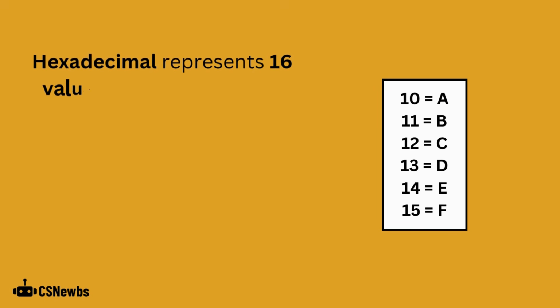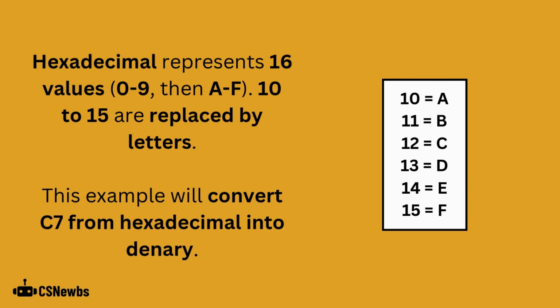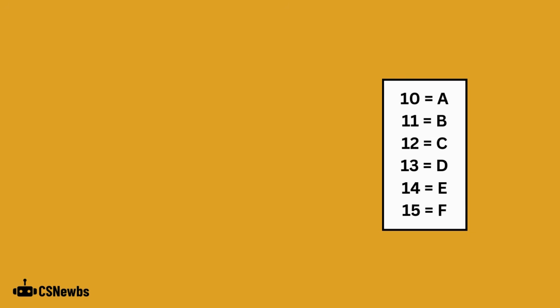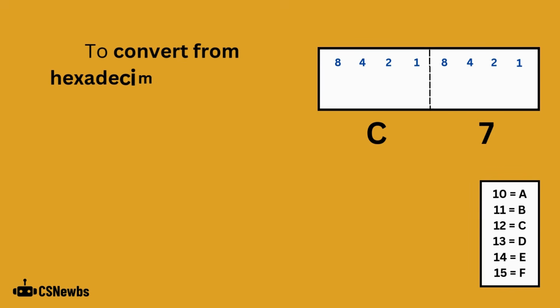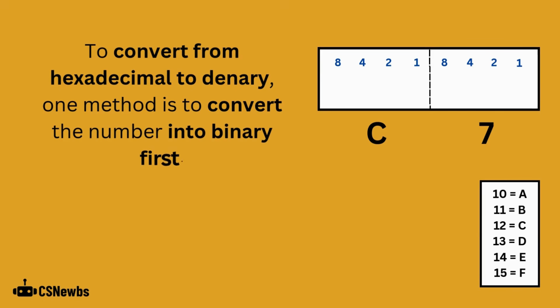Hexadecimal represents 16 values, 0 to 9, then A to F. 10 to 15 are replaced by letters. This example will convert C7 from hexadecimal into denary. To convert from hexadecimal to denary, the traditional method is to convert the number into binary first.